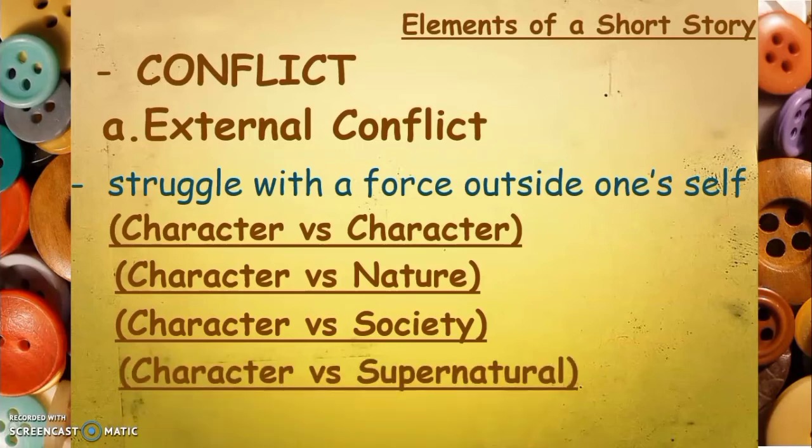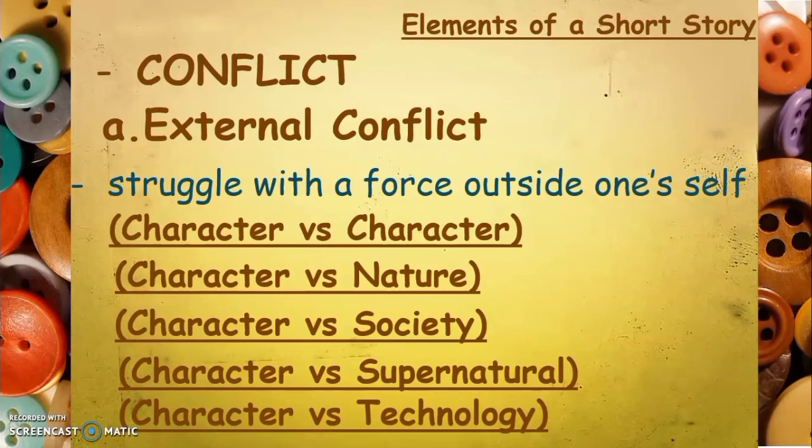Next is character versus supernatural. This is the conflict or the struggle of the main character against ghosts or monsters or maybe superstitious beliefs. And then the last one is character versus technology. This is the type of conflict in which the character faces the struggle against technology that has become too powerful, or maybe it is being used by another force of evil. So there you have it, the two types of conflict. First is internal, that is character versus self, and then external, which could be of varied types.